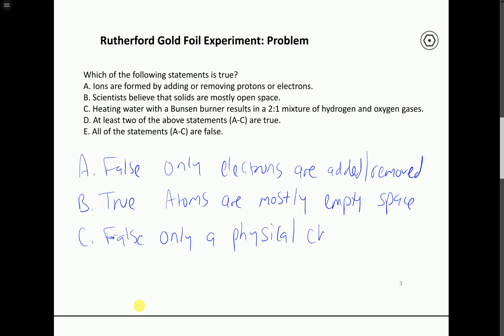So here we're talking about a physical change. And again, very few of you picked that answer choice. But I think the one that was confusing to most people was B. We have to realize that that's true because of what the gold foil experiment tells us, which means that choice B is the correct answer for this problem.